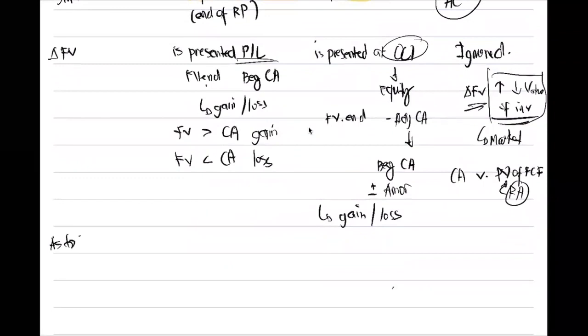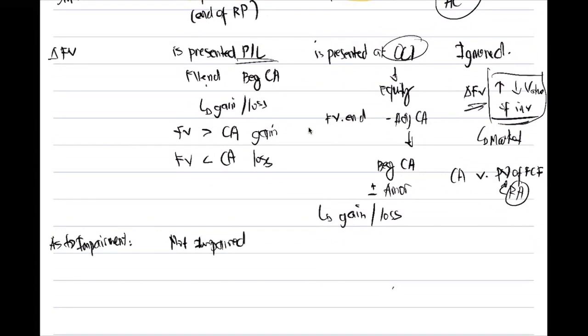So as to impairment, do we impair fair value through profit or loss? It is not impaired. Sir, why is FVTPL not impaired? It is not impaired because you already measure it at fair value. So precisely, it is already at its current value. Any gain or loss is presented now as a profit or loss gain. Right? So the changes in fair value are already presented. Hence, it is not impaired. Why? Because it is already measured at fair value.